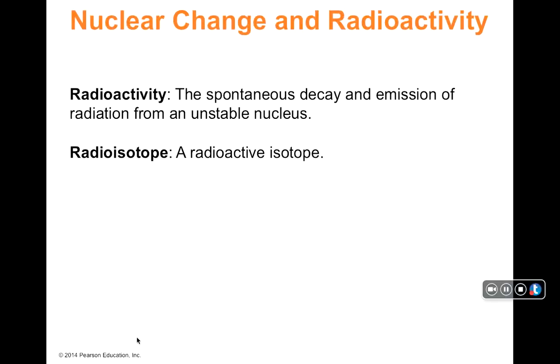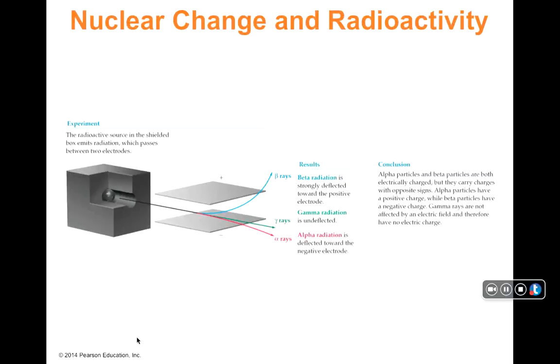Some other terms here. So radioactivity refers to that spontaneous decay and emission of radiation from an unstable nucleus. A radioisotope is a radioactive isotope, so one that can undergo this nuclear change.